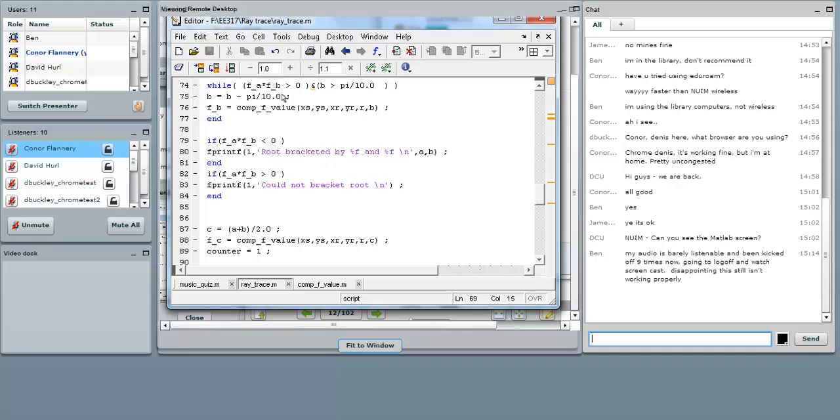If this while loop couldn't find an A and B, the bracketed root, it will only go so far. It won't keep on trying. It will eventually time out, and it will say could not bracket root. And we know that we have a problem. We couldn't start the bisection method because we couldn't bracket the root. Let's be positive. Let's assume that we could bracket the root.